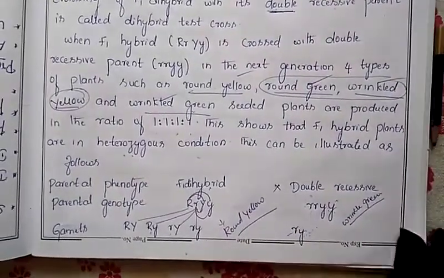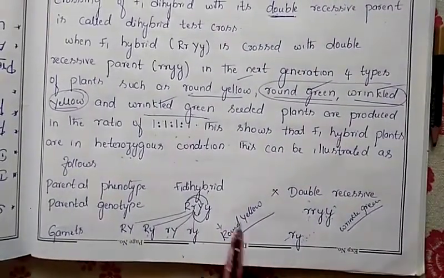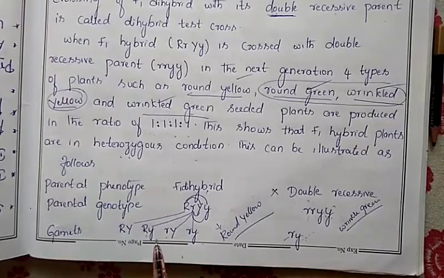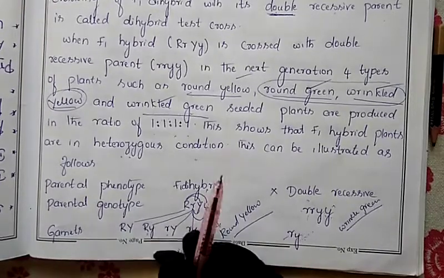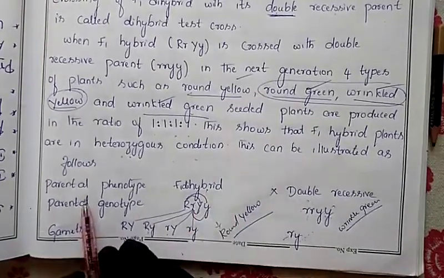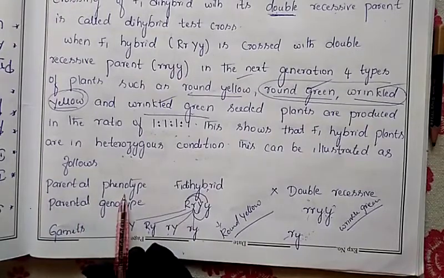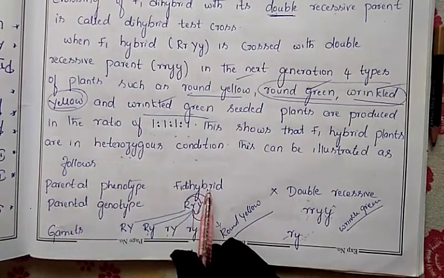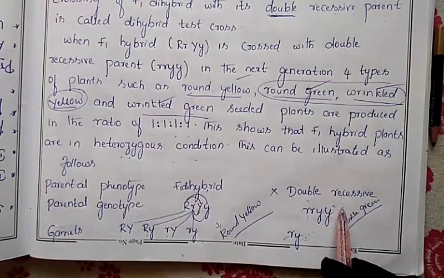Illustration means, as you know very well from what you wrote in the monohybrid cross, incomplete dominance, and even the dihybrid cross, in the same manner you have to write the illustration for this also. First we have to write the parental phenotype. Phenotype means the external character. The phenotypes are the F1 dihybrid and the double recessive parent.